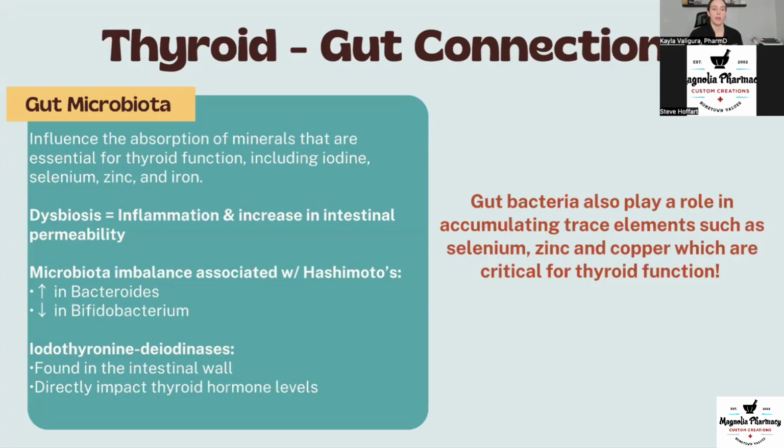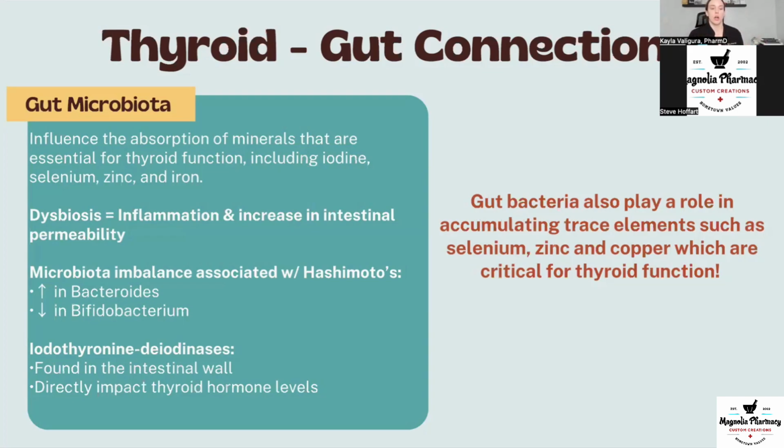So just an example of those imbalances. In Hashimoto's, we have an increase in Bacteroides and a decrease in Bifidobacterium. And we've made that association. So it's a clear example of how this plays a role.